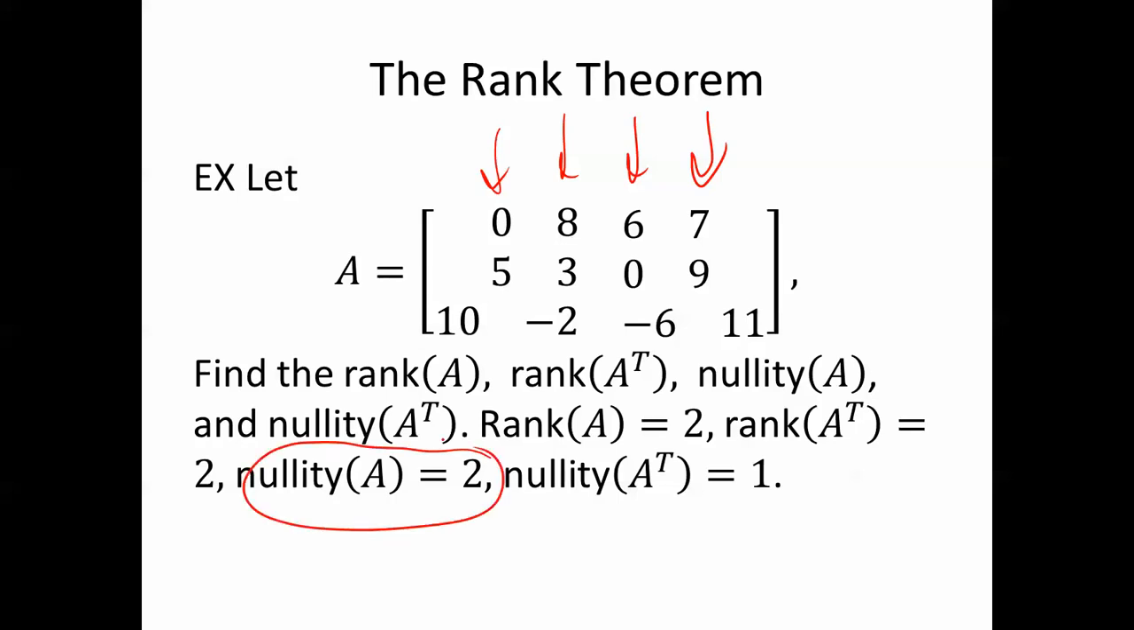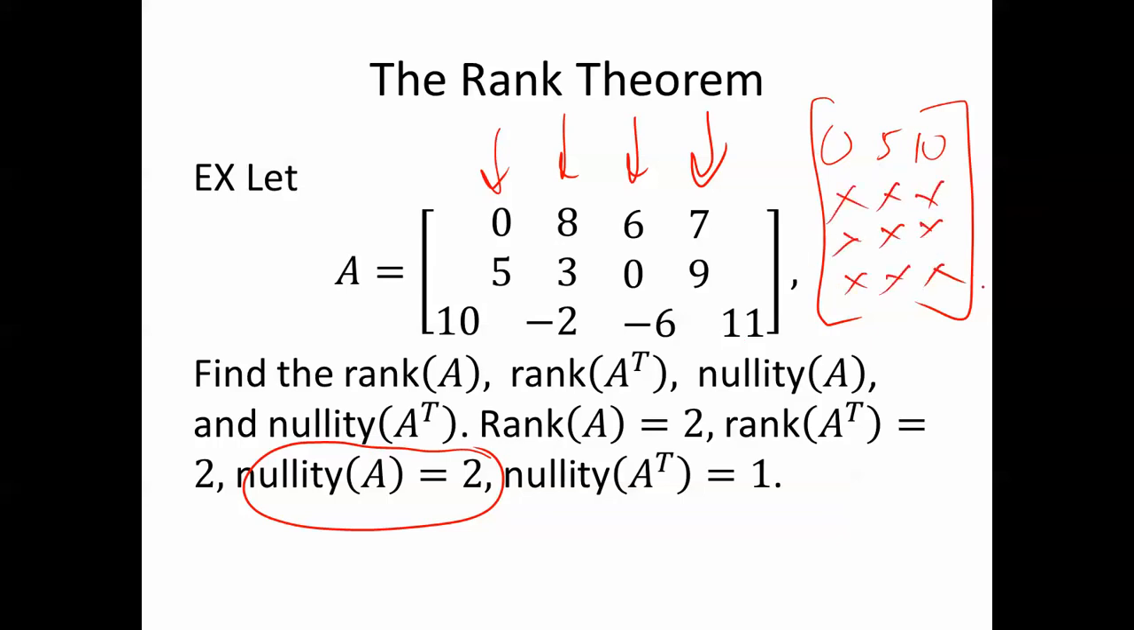But the nullity of A transpose is 1, because notice what A transpose is going to look like. A transpose is going to be a 3 by 4 matrix, okay? And we'll just draw it like this pretty quickly. A transpose is 3 by 4, and the rank of A transpose is 2, which means this has 2 leading variables and only 1 free variable. So the nullity of A transpose is 1.